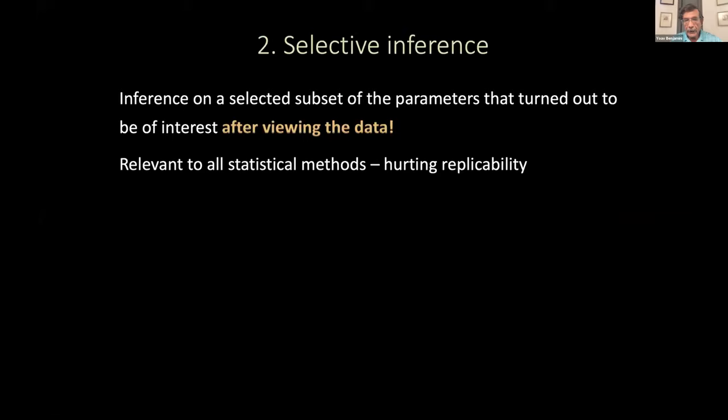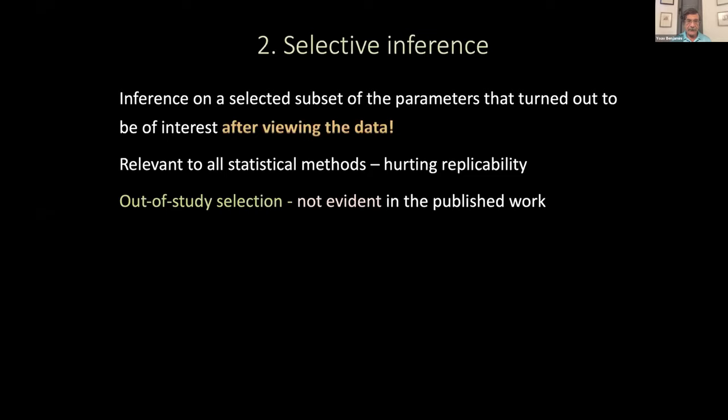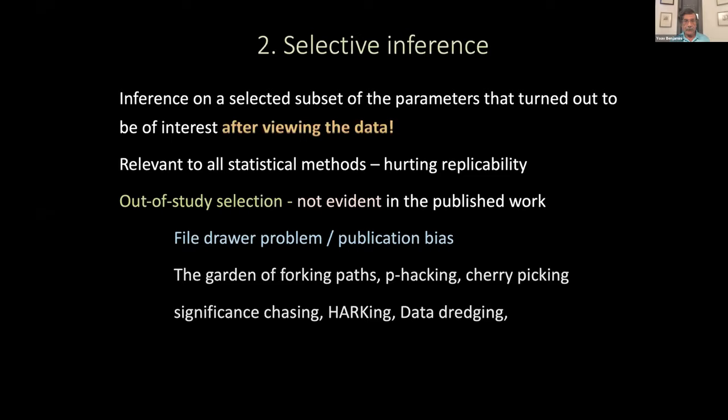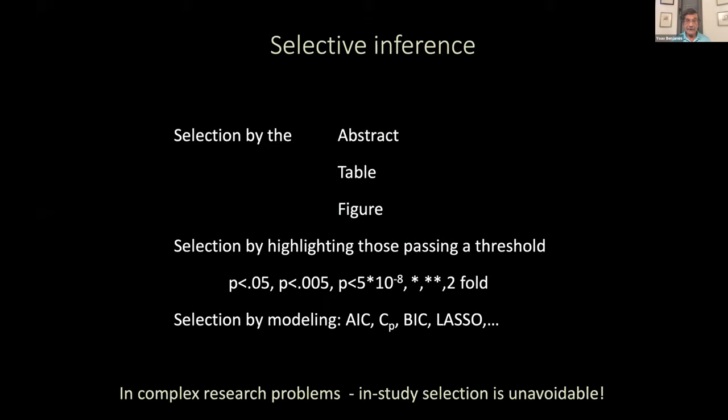There are two out of study selection, those that are not evident in the published work. This is the file drawer problem, publication bias, the garden of forking paths, p-hacking, cherry picking, whatever name you want to use, data dredging, hacking, and so on and so forth. Okay, this has received a lot of attention and a lot of discussion, including the original work. So I'm not talking about that. I'm talking about selective inference, which is evident in the published work. That is like the example I gave.